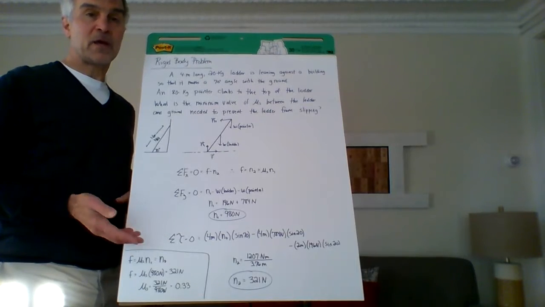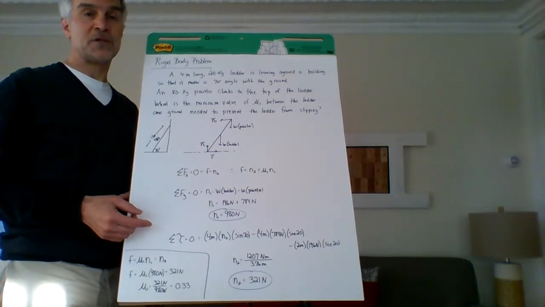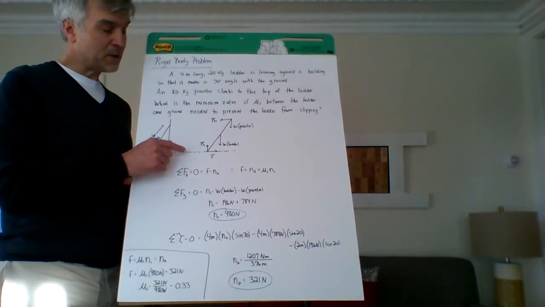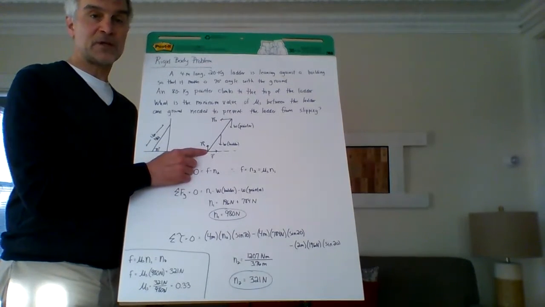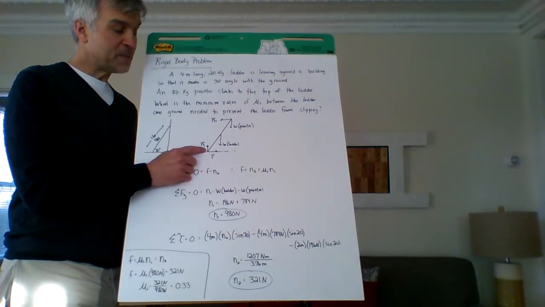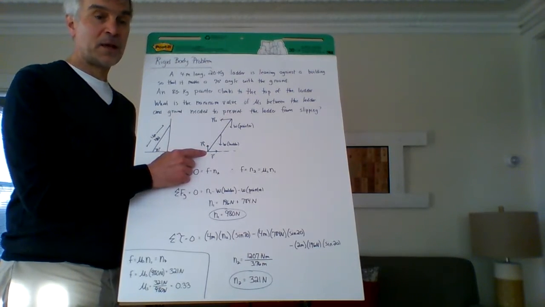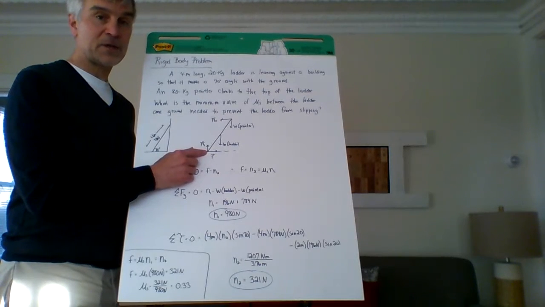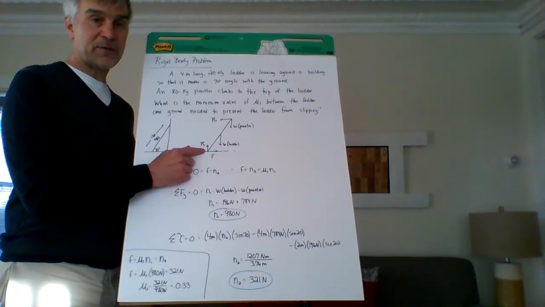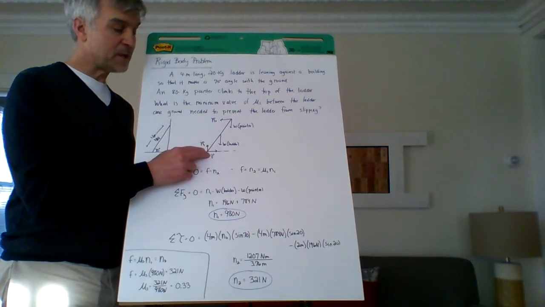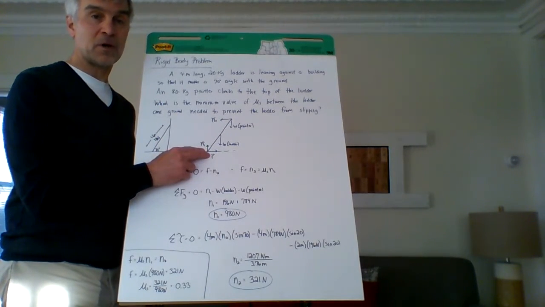Now, you can pick your center of rotation to be anywhere on the ladder. What I recommend is to always pick your center of rotation to be here. And that's because there are two forces acting on the ladder at that point. Now, if you make this your center of rotation, both of these forces have a distance of 0 from the center of rotation, which means they both apply 0 torque.